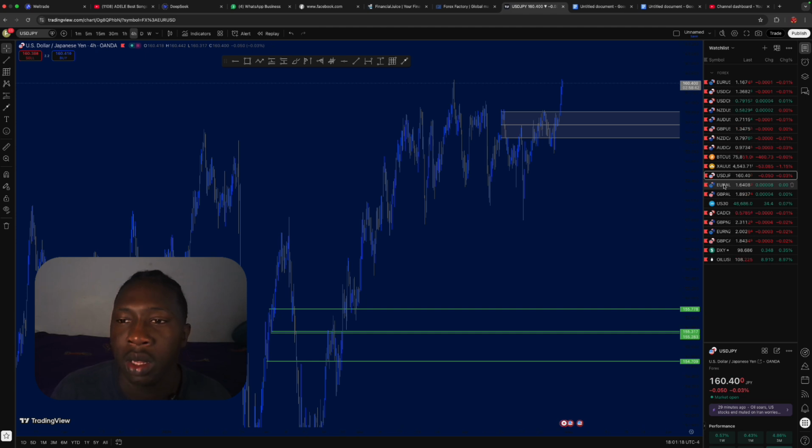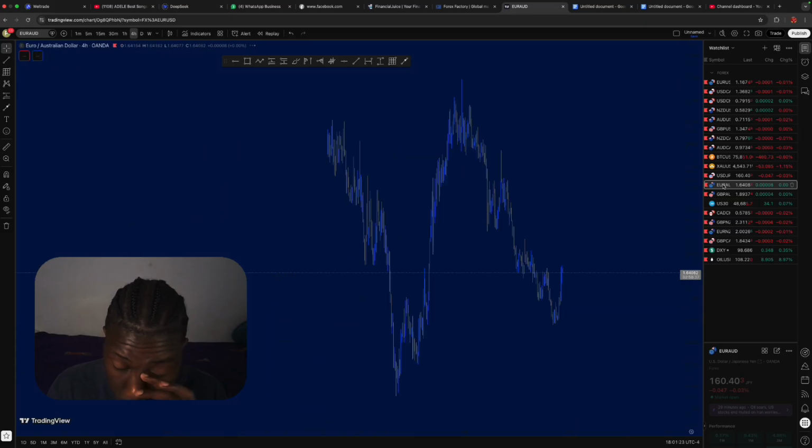USD JPY safe havens, because JPY is now weak.